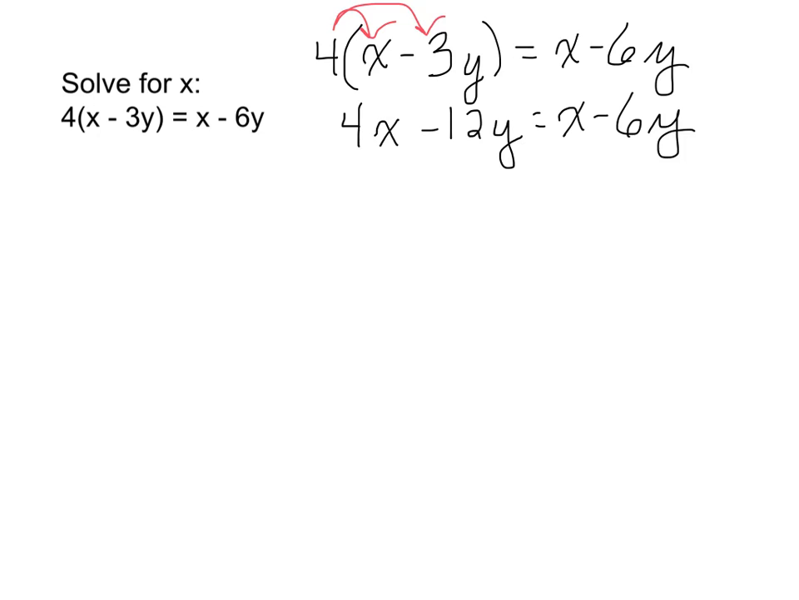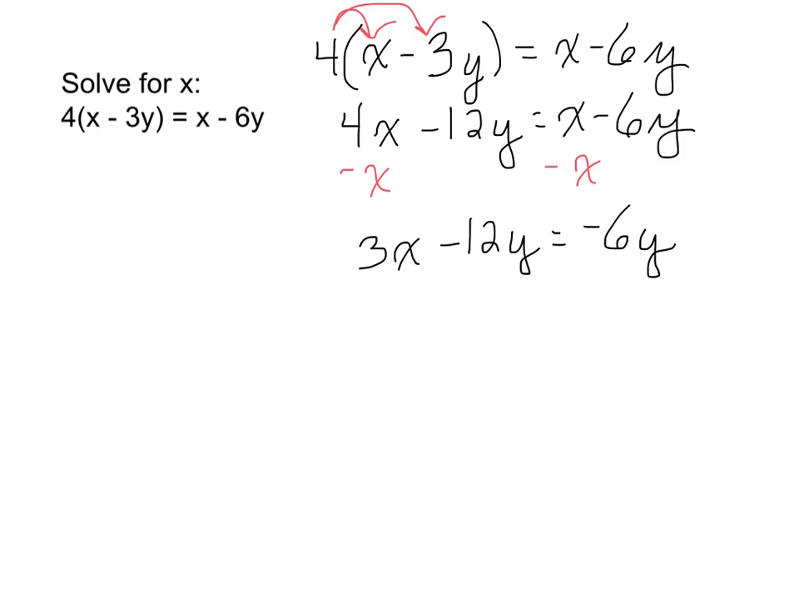Now we want to collect like terms on each side of the equation. Since we're being asked to solve for x, I'm going to remove the x on the right side of the equation, move it over here to the left. This way I'm also dealing with a positive term as opposed to a negative. I get 3x minus 12y is equal to negative 6y. Don't forget about that negative sign in front of the 6.